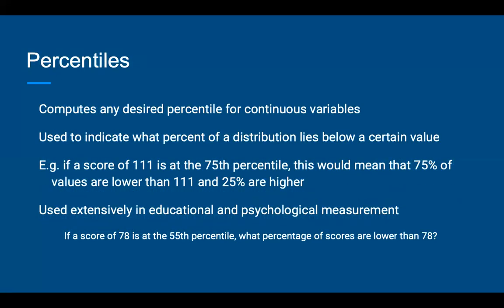Percentiles. This computes any desired percentile for continuous variables. Once again, this is coming off of the bell curve. It is used to indicate whether a percent of a distribution lies below a certain value. So if somebody scored 111 and is at the 75th percentile on that distribution, that would mean that 75% of the values are lower than 111 and 25% are higher than 111. And this is used extensively within psychological instruments.